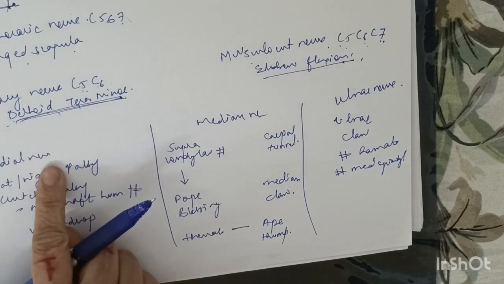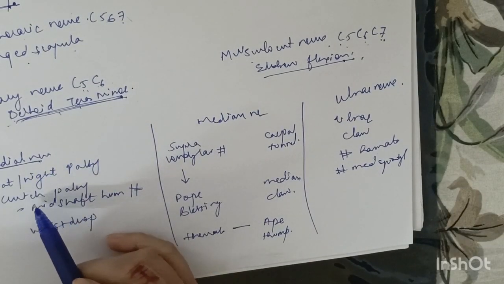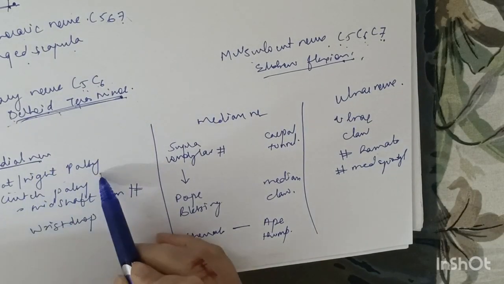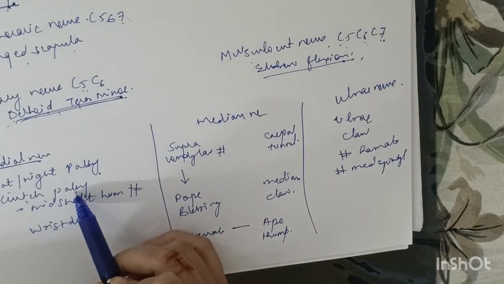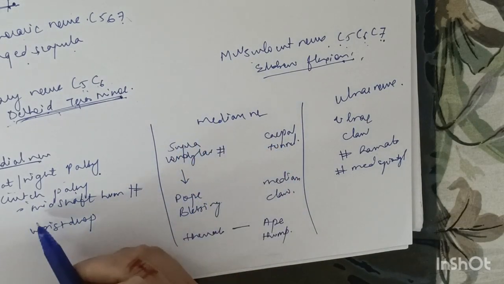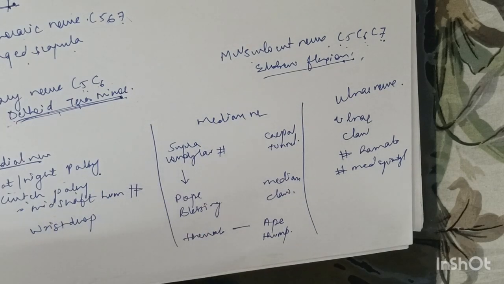Now when the radial nerve is involved at the level of axilla, it can be a Saturday night palsy or drunkard's palsy, or it can be a crutch palsy, in persons who are using crutches. Or it can be a mid-shaft humerus palsy, wherein it passes through the deltoid groove.